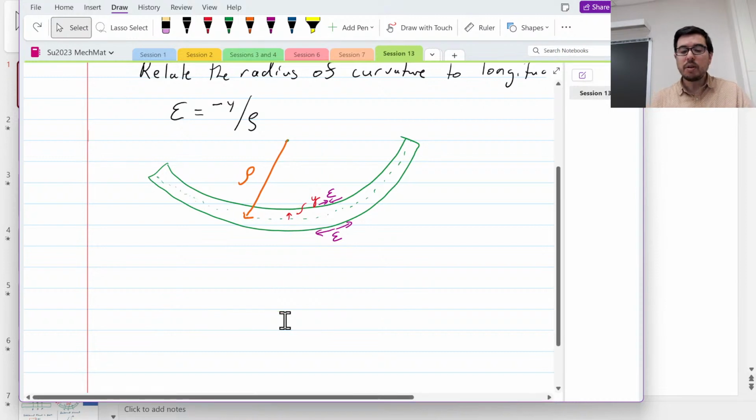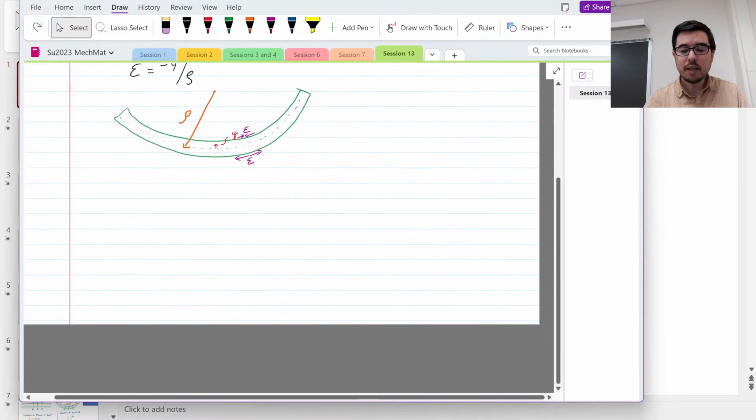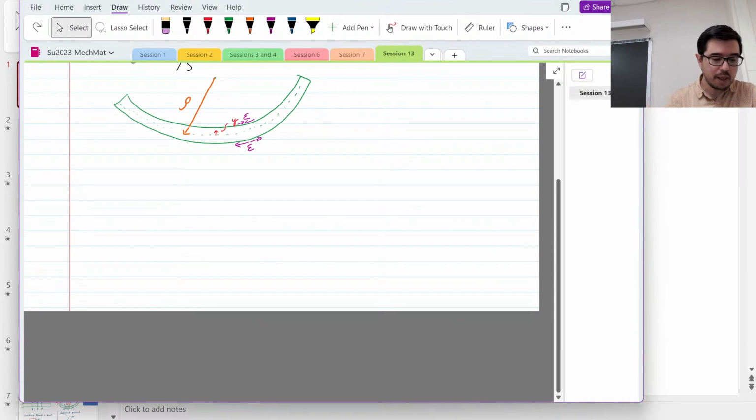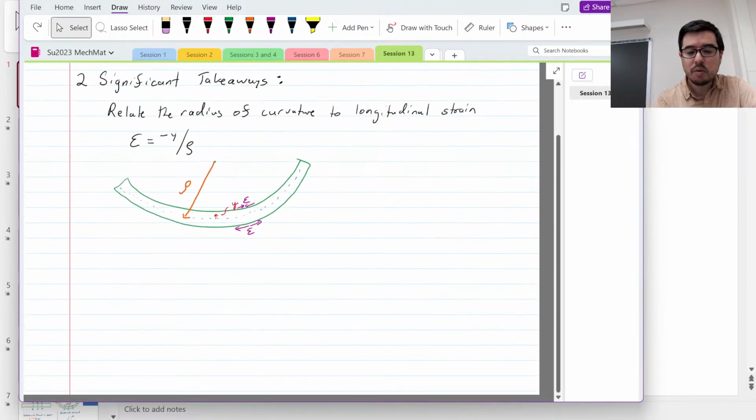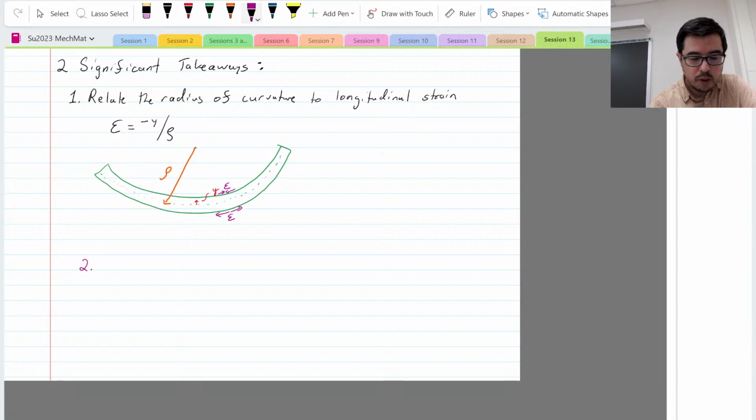So this is the first major takeaway from today, and there's the derivation in the notes that you can look at in the video. The second major takeaway today is that we are going to learn how to relate bending moments to what we call bending stresses.